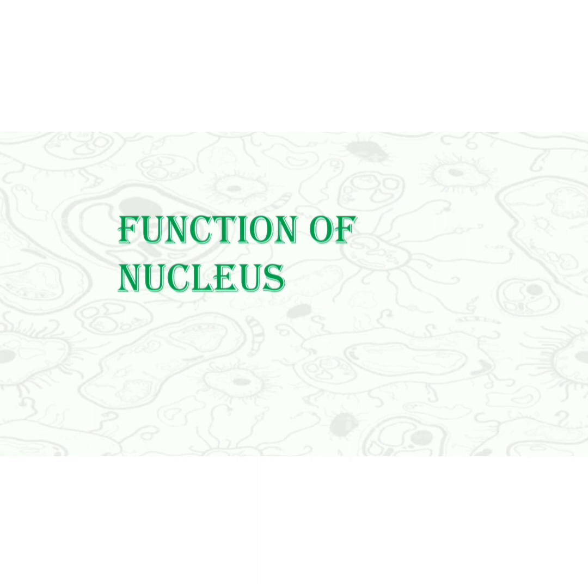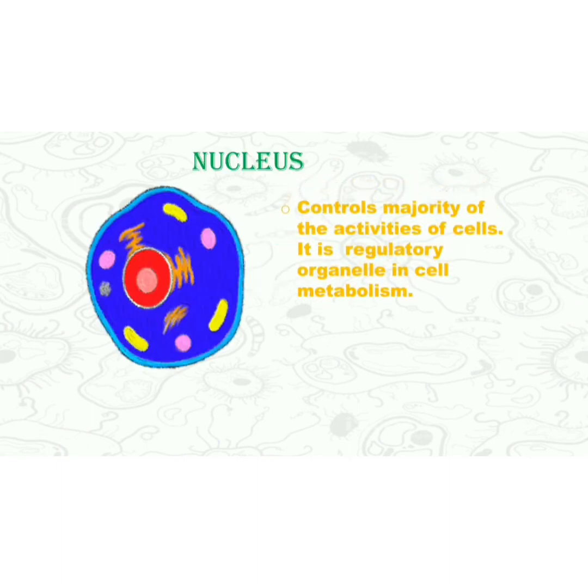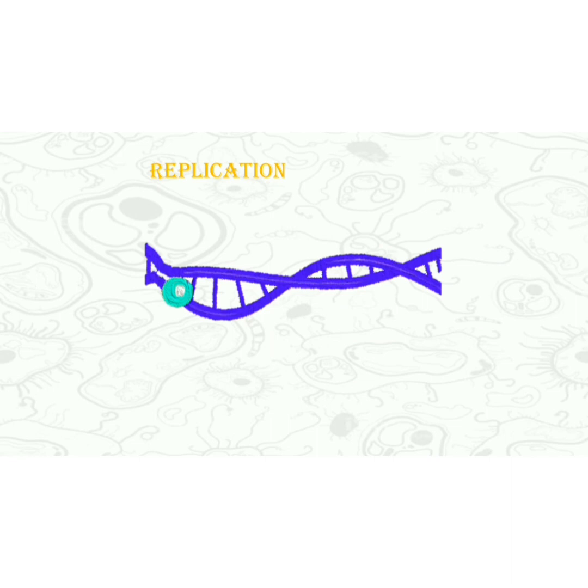Functions of nucleus. The nucleus controls the majority of the activities of cells. It is a regulatory organelle in cell metabolism. The nucleus contains DNA molecules in its chromosomes. It plays a significant role in heredity. First and foremost, it is possible to duplicate one's DNA in the nucleus. This process is named DNA replication and creates an identical copy of the DNA.